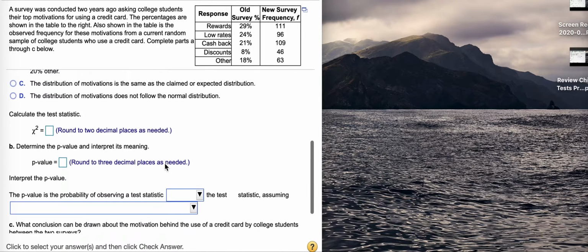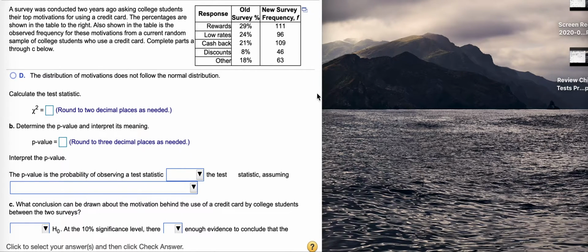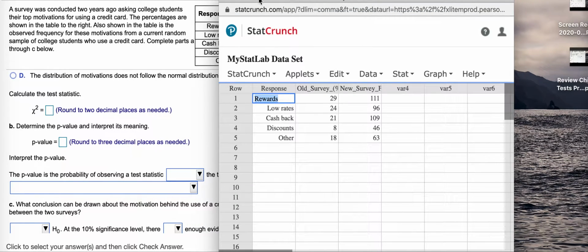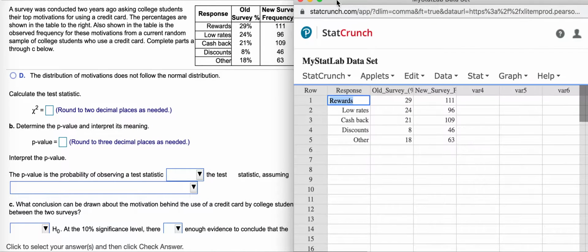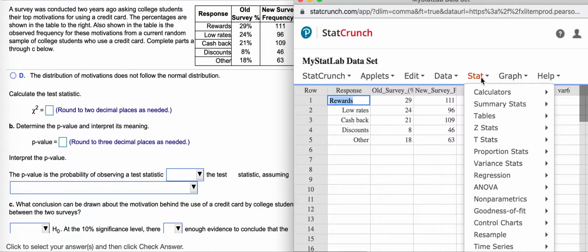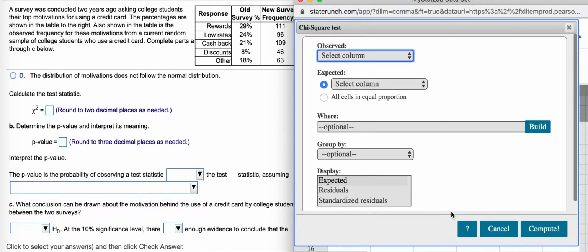So now we need to run a chi-square test to see if there's a good fit. So I'm going to first grab the data, put it into StatCrunch. So it shows up here in this table. So we're going to do a chi-square test, goodness of fit. We're going to choose Stat, Goodness of fit, Chi-square.